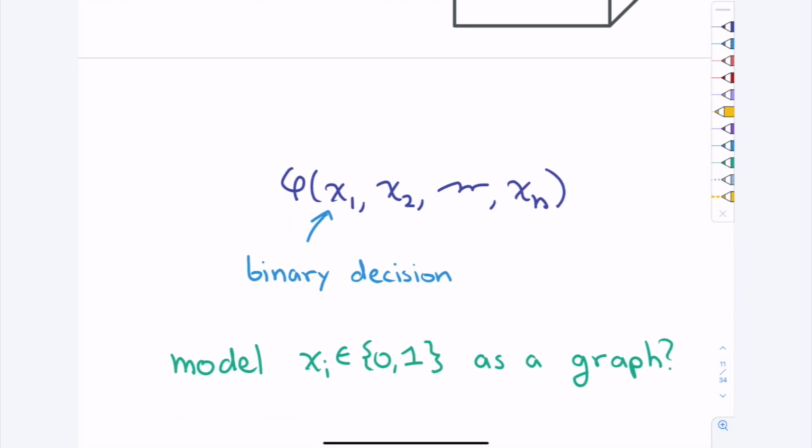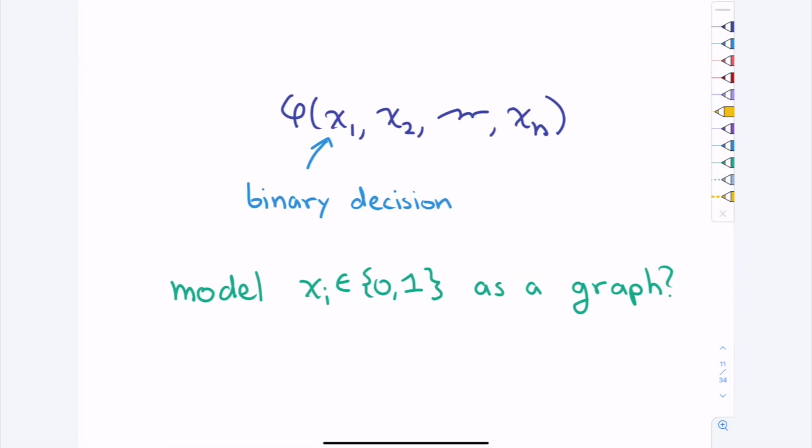All right, so here maybe as a starting point for trying to figure out how to do this. We have a Boolean formula, right? And at some level, we're trying to decide for each x_i if it should be true or false. Each variable will have some kind of binary decision. So the question is, how do I even try to model x_i being true or x_i being false, this decision, in terms of graphs and paths in graphs?